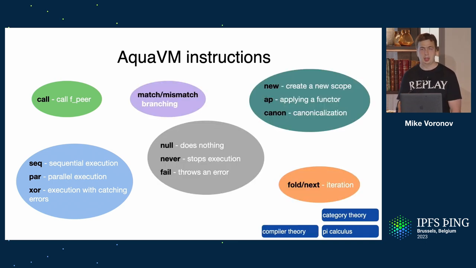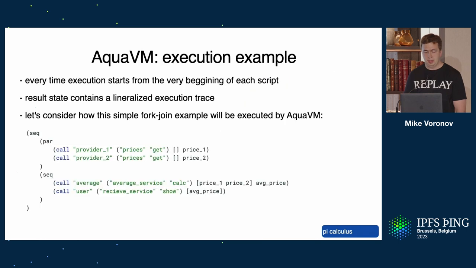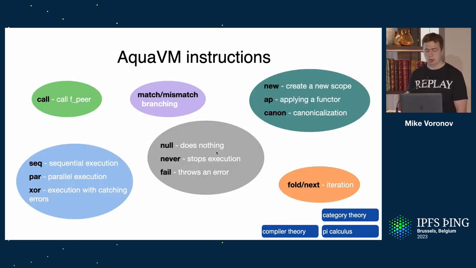And there are a bunch of other instructions. For example, we have match and mismatch for branching. We have iteration with fold and next that could be considered as a fixed-point combinator in terms of calculus. We have instructions that are inspired by category theory, like instructions to apply some lambdas to values, apply functors and all the stuff. And a bunch of structures that are just useful for code generation, like null, which is simply nothing, never, that stops execution of a particular branch, and fail to throw an error. There are 14 instructions, and the set is complete and sound, because pi calculus is sound.